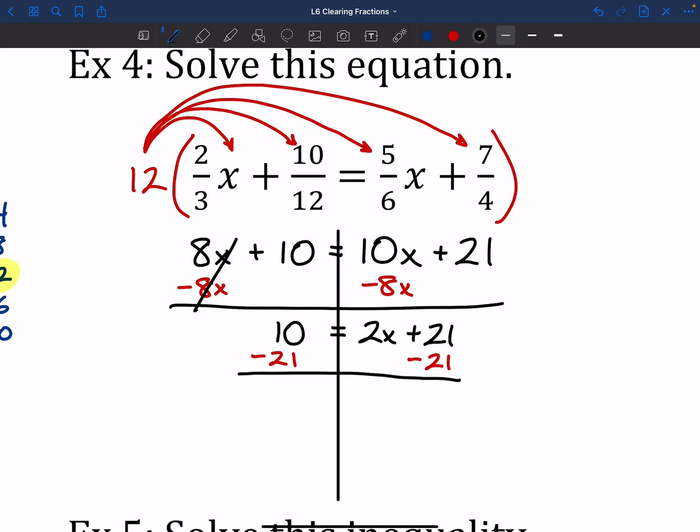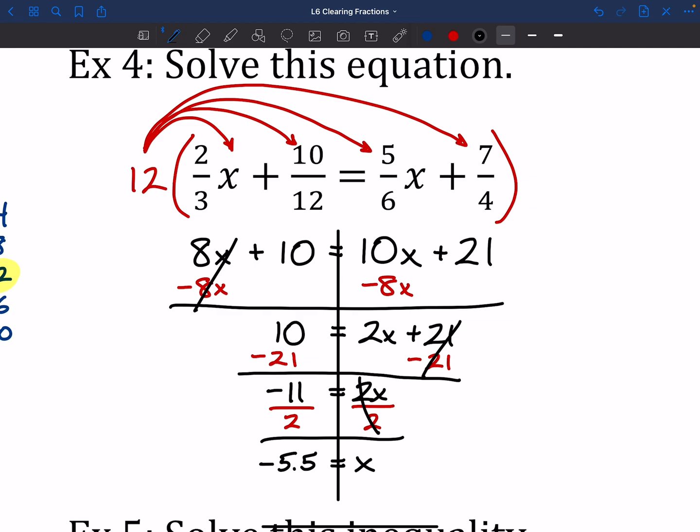When we do that, we're going to get negative 11 equals just 2x over there on the right-hand side. After that, we need to divide to get rid of that 2, right? Because it's 2 times x, so we're undoing that. Negative 11 divided by 2 is negative 5.5. And then on the other side, we just have x.